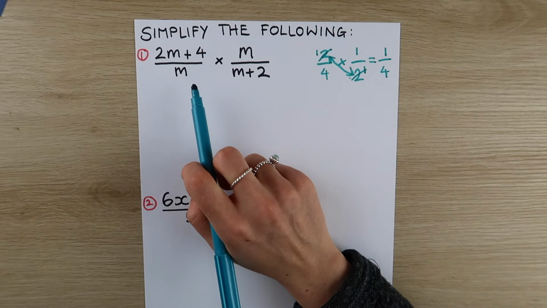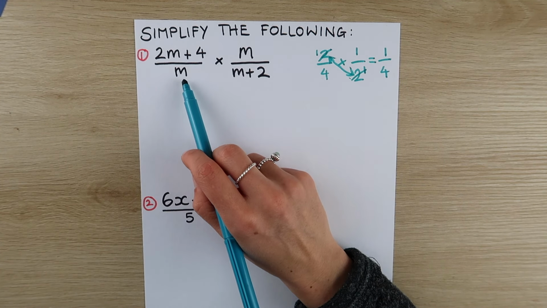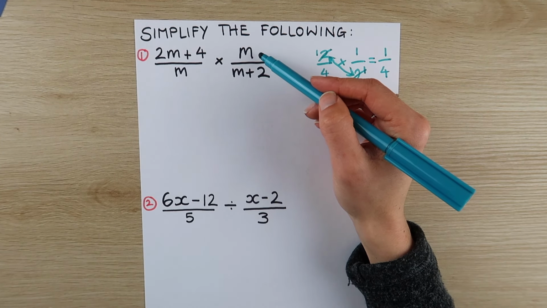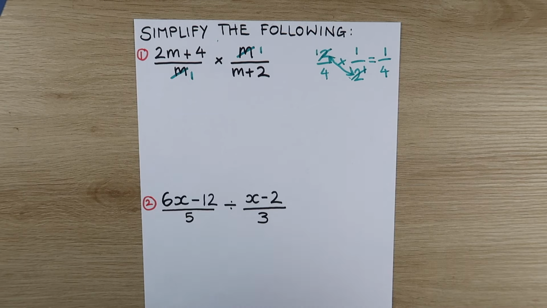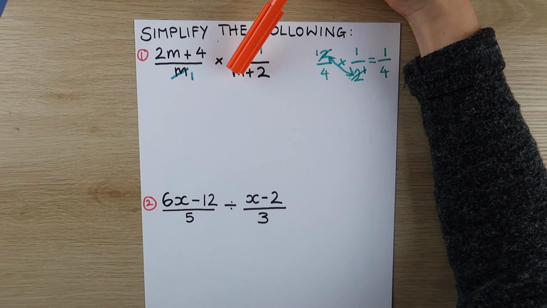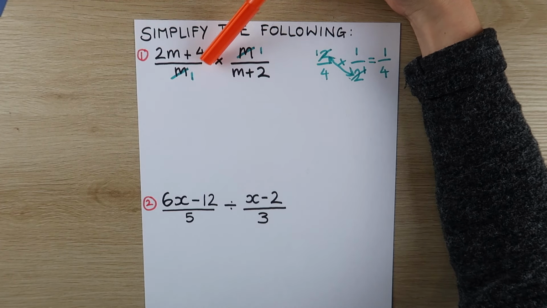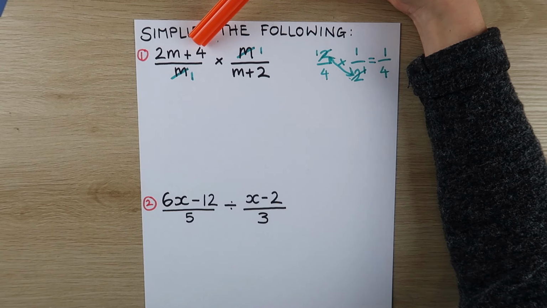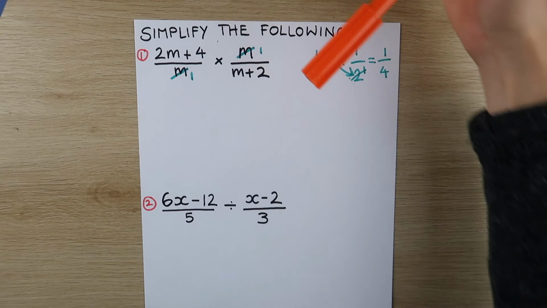So I can do the very similar thing up here. If I look diagonally, I've got m as a factor of the bottom left-hand corner and m as a factor of the top right-hand corner. So I'm going to cancel those out and make them both 1. You'll notice that I've got 2m plus 4 on the top left-hand corner and m plus 2 on the bottom right-hand corner. What I can do with this top left one is factorize it so that I've broken it into its factors, and then I can see if I can simplify any further with this bottom right-hand one.